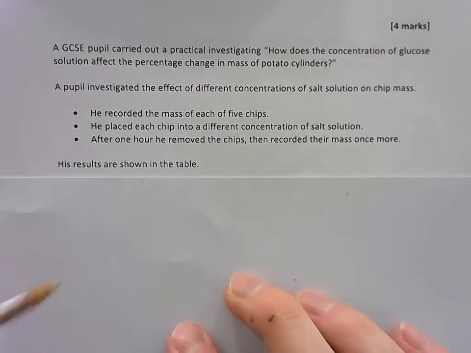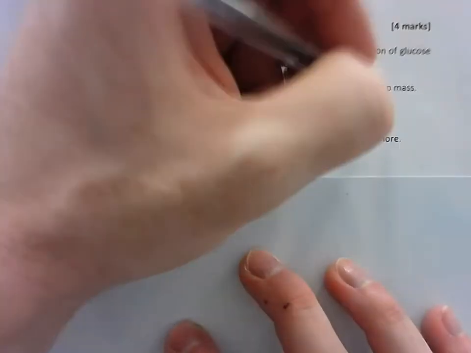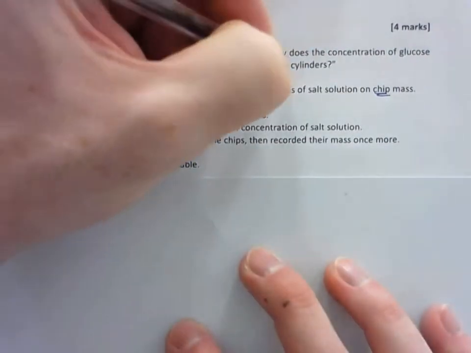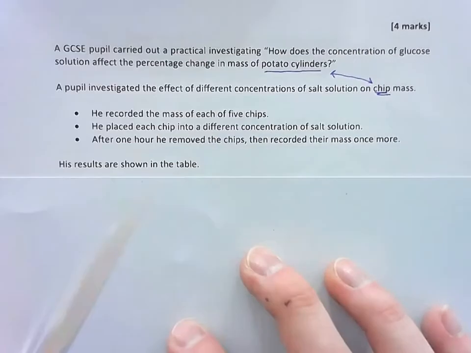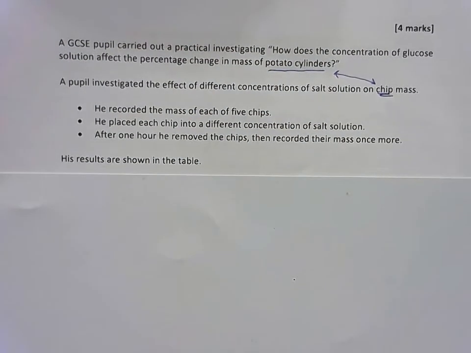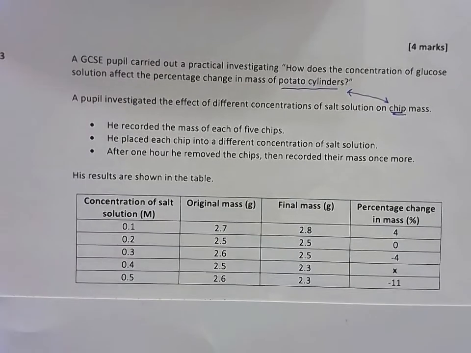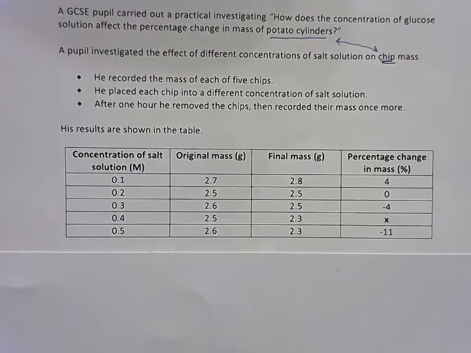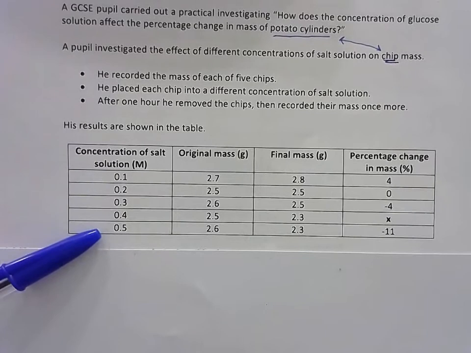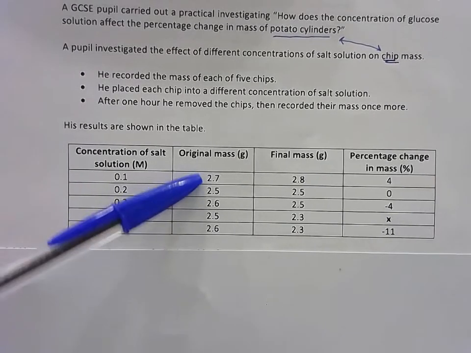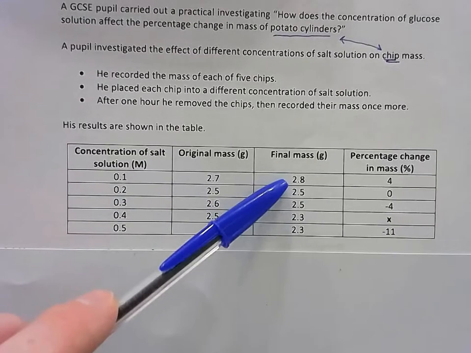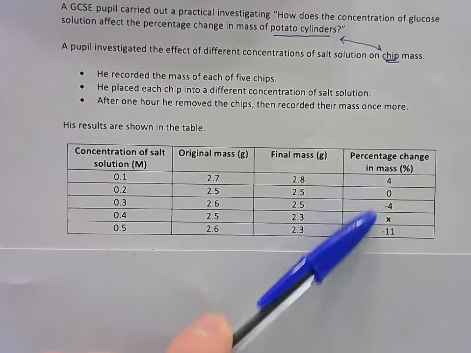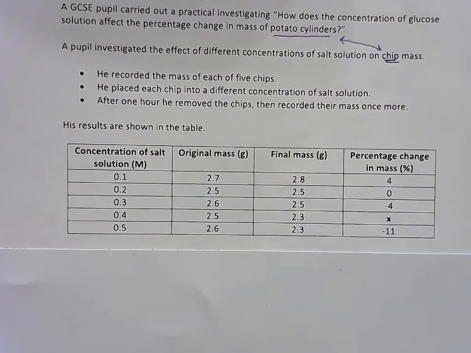Now one thing we've got to be careful of is it's referring to chips here and then potato cylinders up here, so they mean the same thing. Potato cylinders, chips in this question are the same idea. So let's have a look at the results. Okay. So we can see we've got 5 different concentrations. Original mass, that's the mass of the potato cylinders at the beginning. Final mass, that's their mass at the end. And then we've got the percentage change in mass calculated.